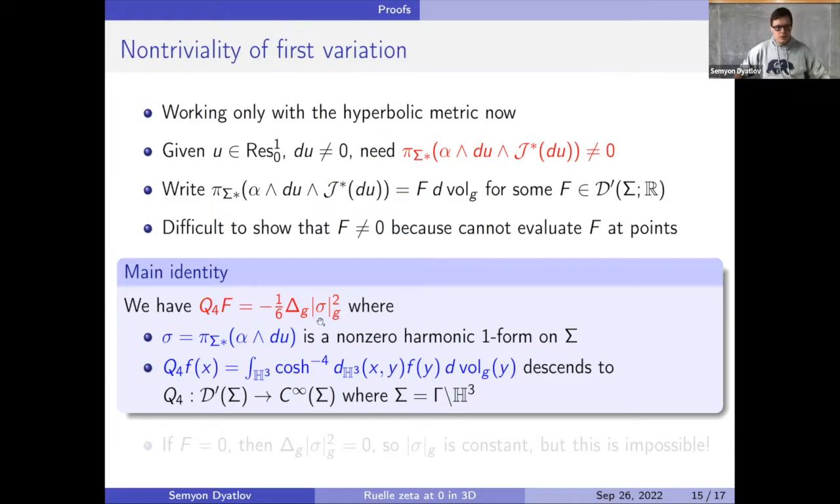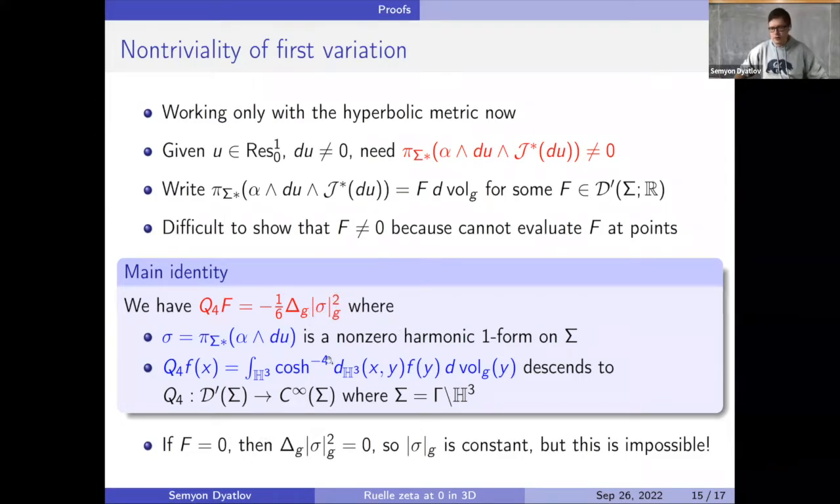And then it turns out that this Q for F is some constant times the Laplacian of the pointwise length of this harmonic form. So if this F was 0, then Q for F would also be 0, so this Laplacian would be 0. Now here I'm talking about a smooth function. In any case, you would have a harmonic one form of constant length, and there is a topological argument, I think known sometime before, that this is not possible. So that's ultimately the quantity that we get to be non-zero.